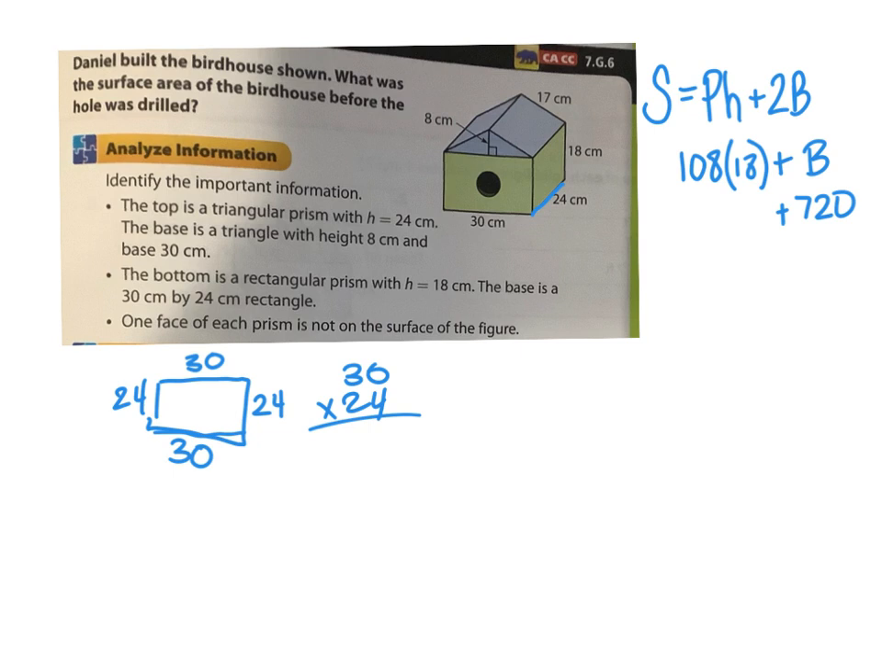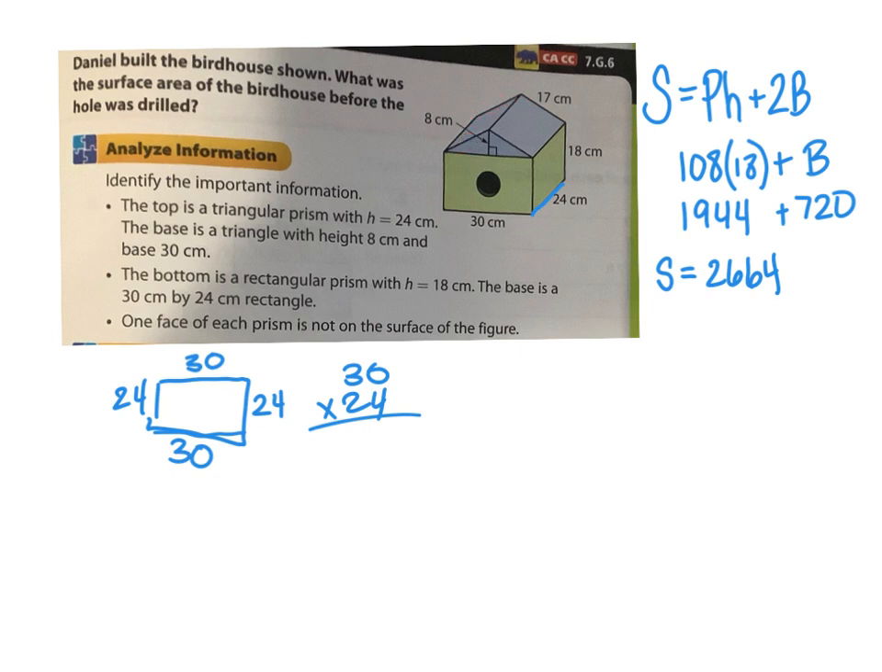I need to do the 108 times 18. And that is 1,944. Add those together. And my surface area of the rectangular prism, excluding the top, because I didn't count him in, excluding the top, is 2,664. That's just the rectangular prism, not counting the top.